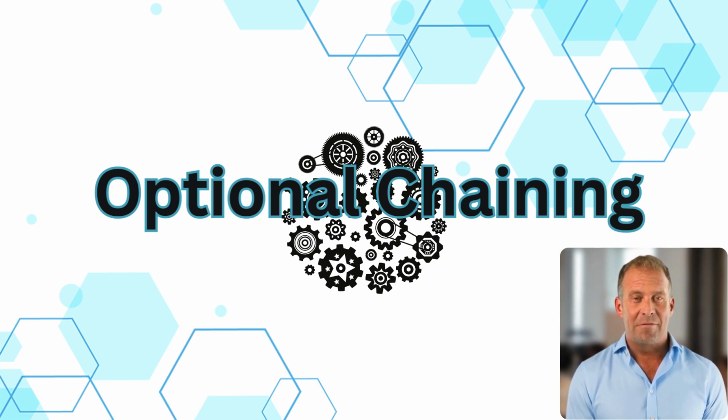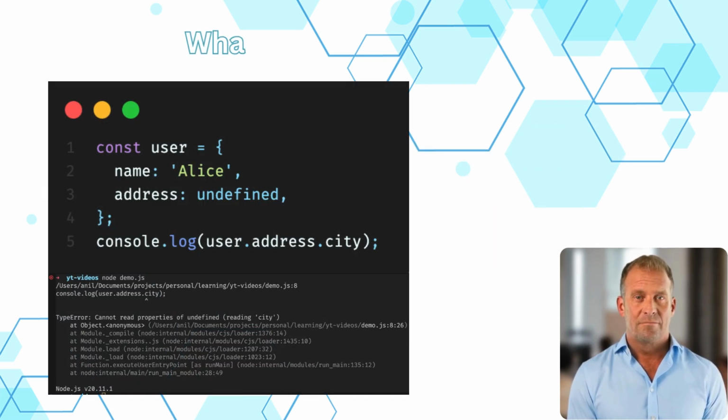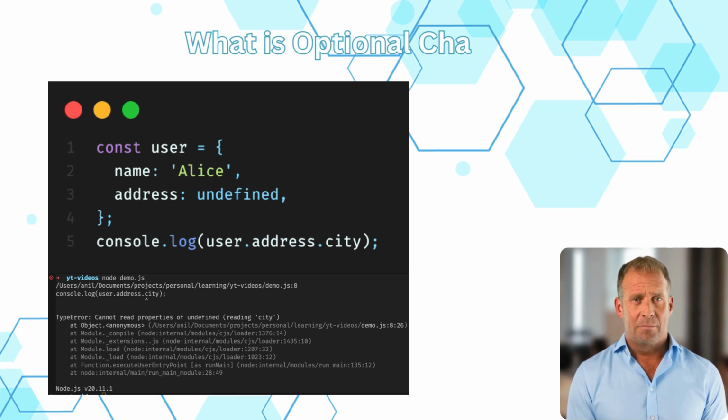Today's trick will save you from dreaded JavaScript errors. It's all about optional chaining. What is optional chaining? Have you ever faced the error "cannot read property X of undefined"? Optional chaining is the solution. It allows you to safely access deeply nested properties without worrying if something is undefined.